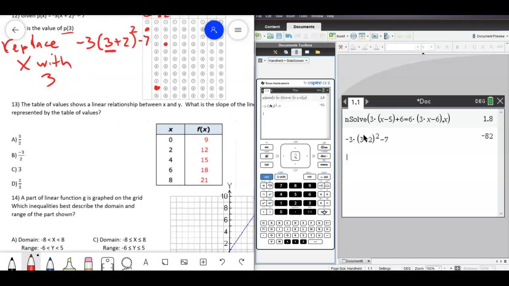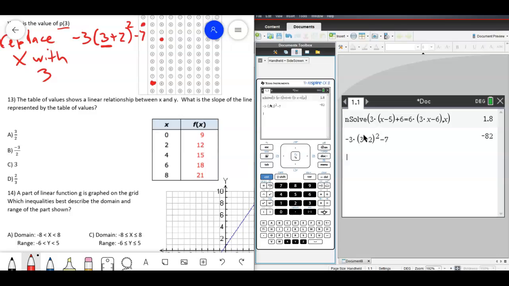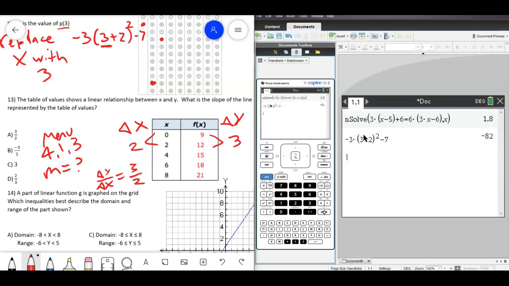13, table of values shows a linear relationship. What is the slope? Okay. So again, for slope, you can do change in y over change in x, or you can do a linear regression, menu 4, 1, 3, and look at the m. Either way, 9 up to 12 is adding 3, 0 up to 2 is adding 2, so change in y over change in x is 3 over 2. Okay.